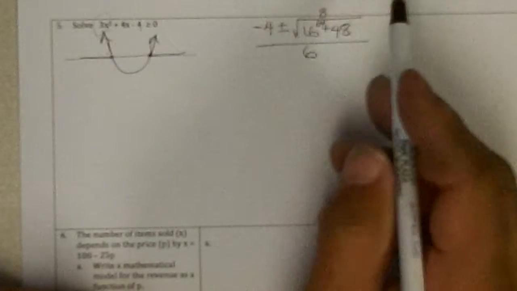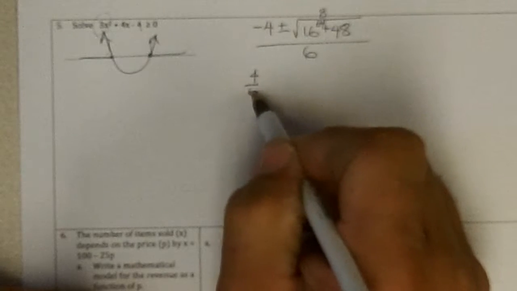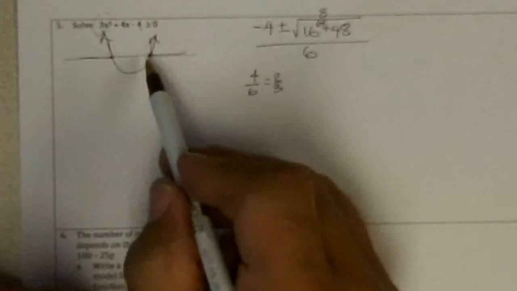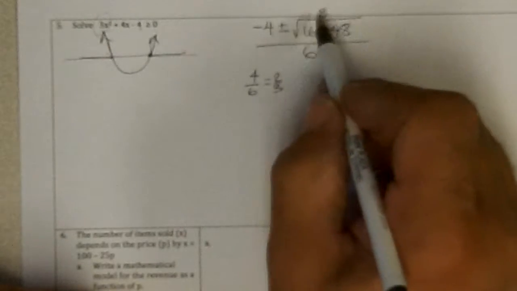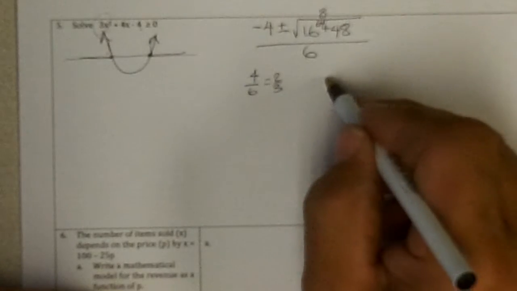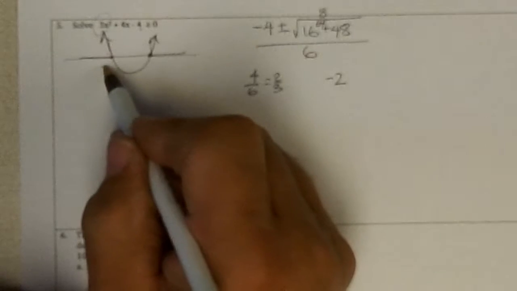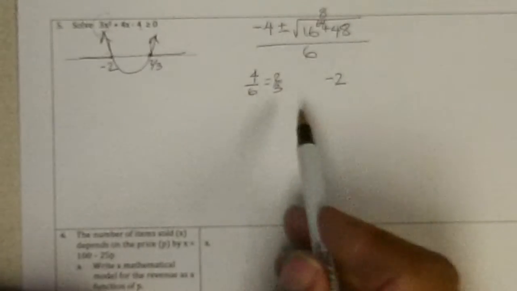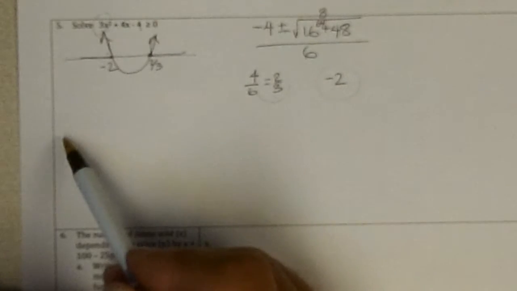Negative 4 plus 8 is 4/6 or 2/3. That's one of these. We're not sure which one yet. The other one is negative 4 minus 8, which is negative 12/6, which is negative 2. So the negative 2 one must be here, and the 2/3 must be here, because this one's the positive and that's negative, or bigger than that one.